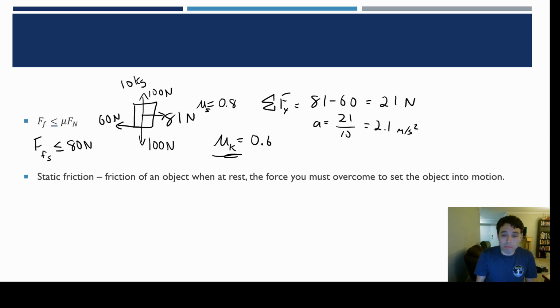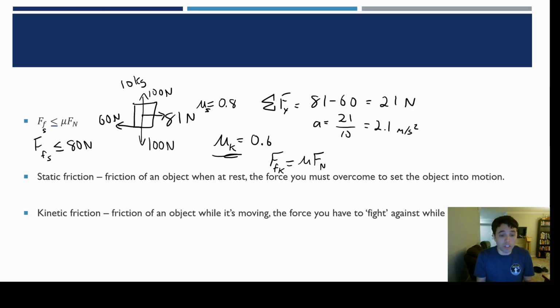Now for kinetic friction force, it is equal to mu times the normal force, right? So this symbol less than or equal to really only applies for static friction. For kinetic friction, it actually is just equals. Which brings me to the definition of kinetic friction. This is the friction of an object while it's moving, between the two objects, while they're rubbing against each other. And this is the force you have to fight against while you're moving the object. So you're pushing the object one way, friction force is fighting you, and you have to at least match it if you want to keep going at a constant speed.